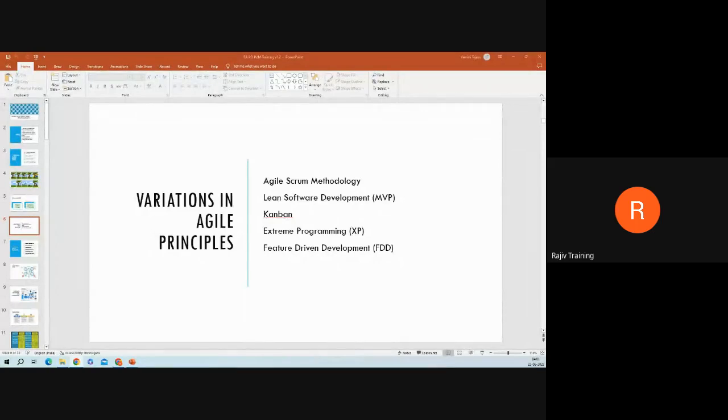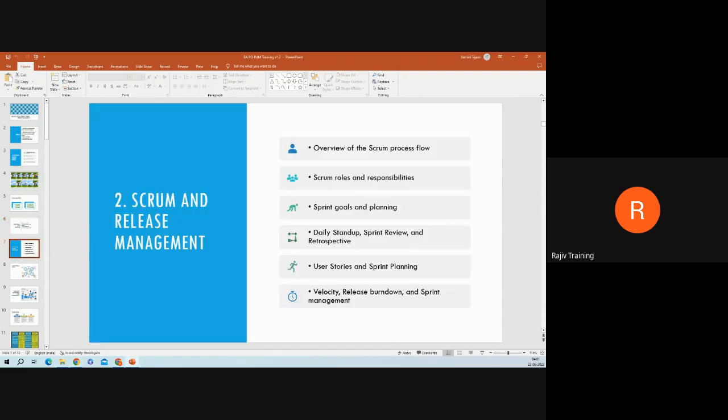Now, yesterday, this is where I think we stopped, right? The variations in agile principles. Any questions? No, I'm fine. Okay, fine. Now, the next thing is about Scrum and release management.